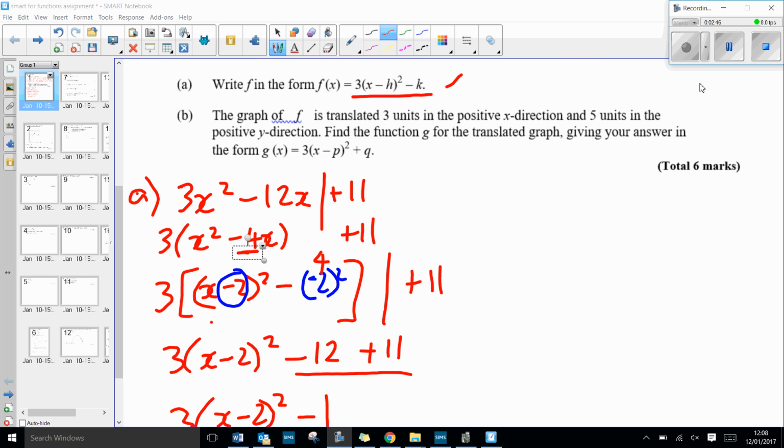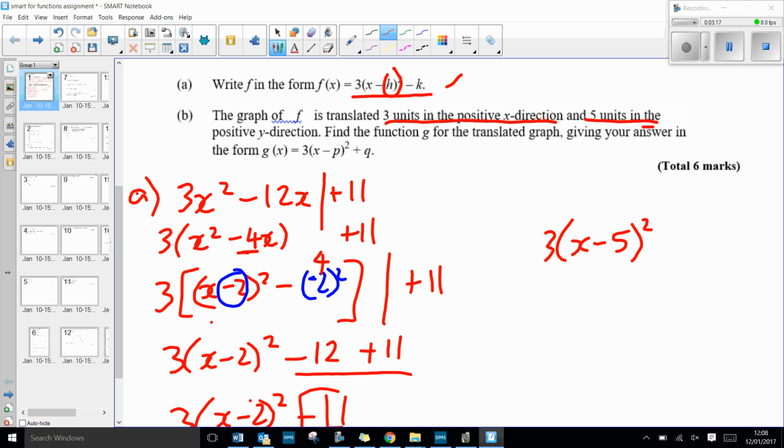Okay, looking at part B, we're saying that this graph above has been translated 3 units in the positive x direction, which means it's becoming more negative. So in other words, this value here is going to become 3 units more negative. So if it was negative 2 before, we would now have x minus 5 squared. If it's gone 5 units in the positive y direction, we're adding on 5 to this value, which would give us plus 4. So that's part B.